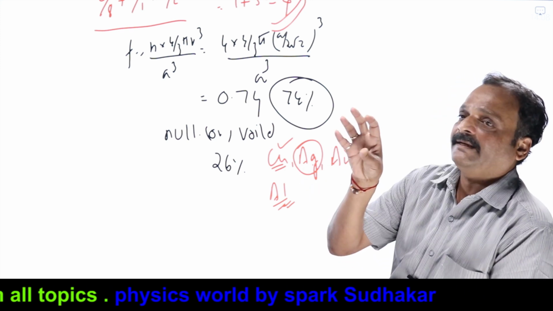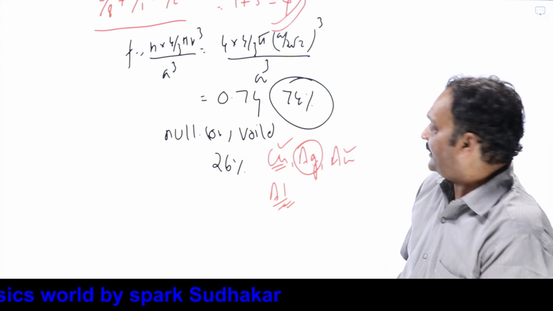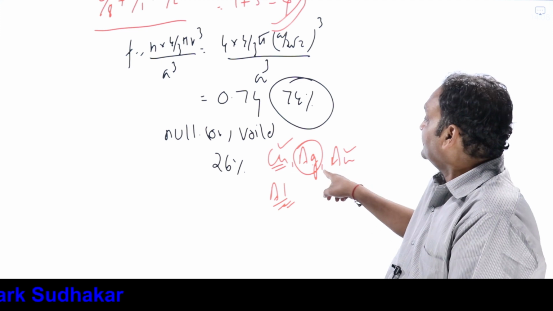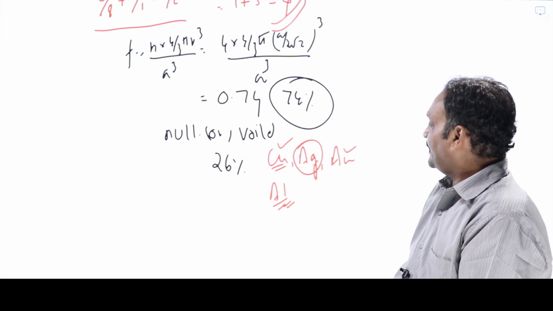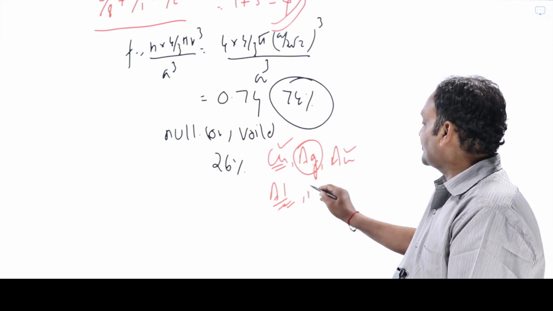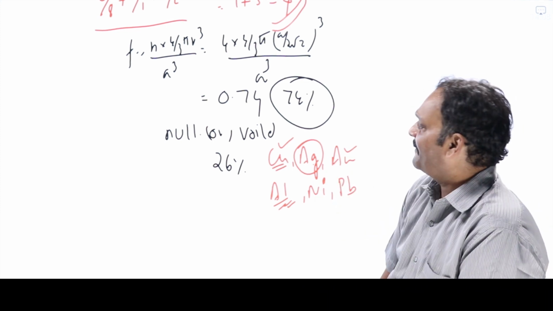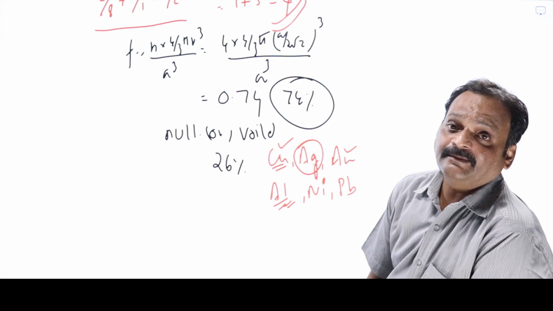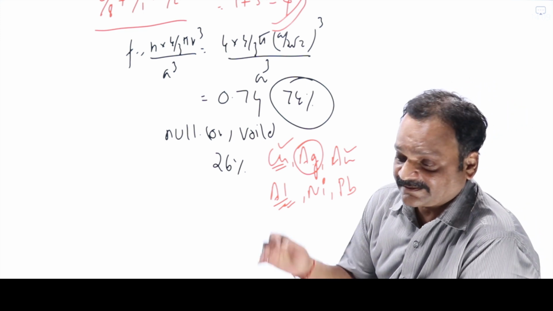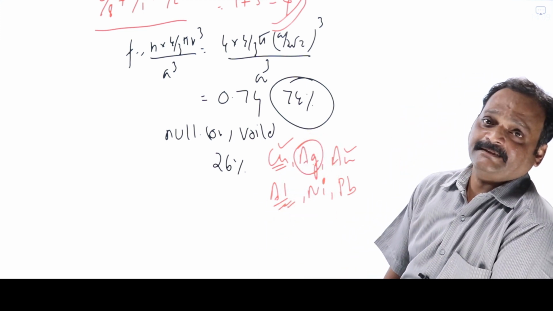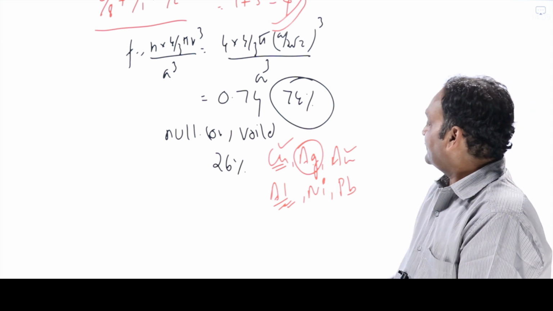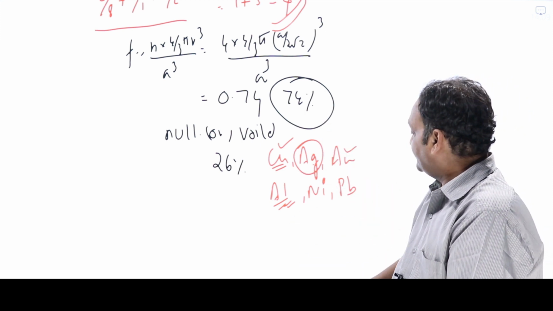Gold is also sparingly used as a contact material. All these have what we call FCC structure only. Nickel also has FCC structure. Lead also has FCC structure. Nearly 16 elements in the periodic table crystallize in FCC structure. Remember some examples.